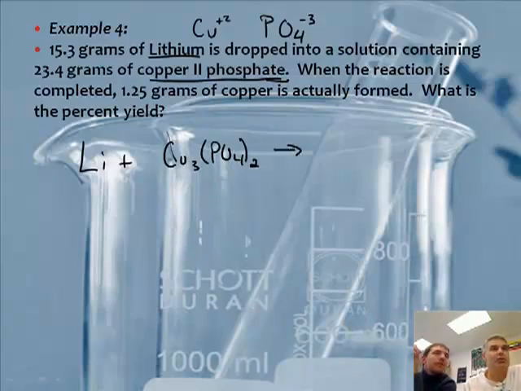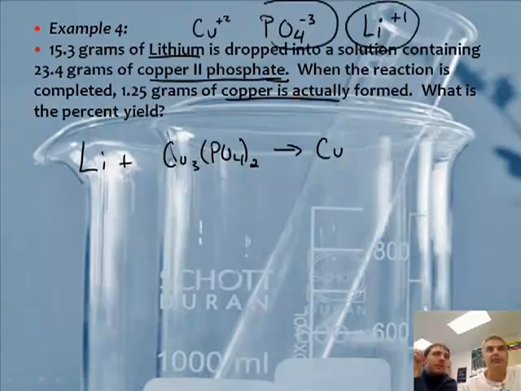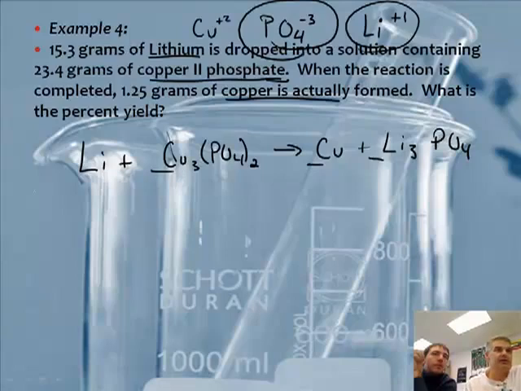Now, it doesn't tell us... well, actually, it does say. It says 1.25 grams of copper is actually formed. So that's the product, and we know it's going to be copper. But then it's going to get together with lithium, a single replacement reaction. So we have to write lithium and figure out its charge. It's plus 1, reacting with a negative 3, so we need 3 lithiums. So you say Li3PO4. Now we go back and we balance the equation.